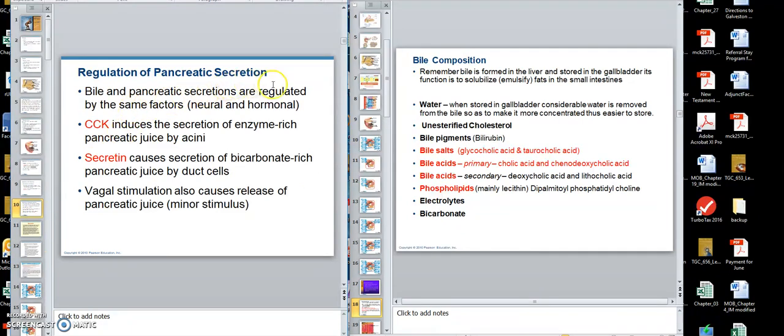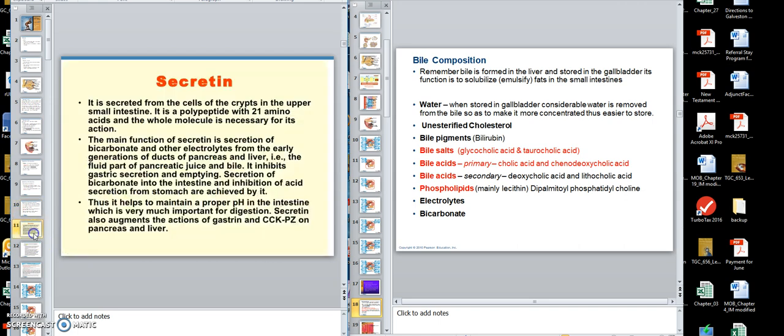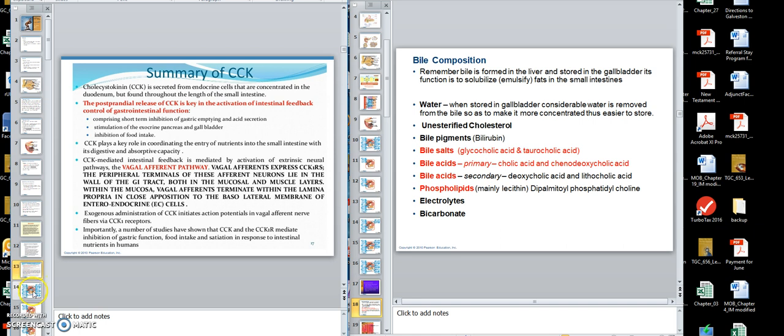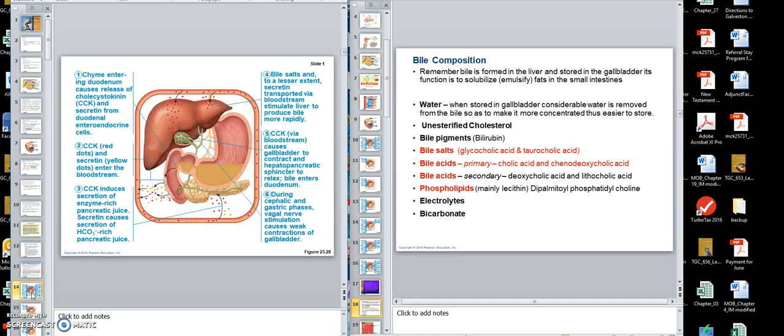So bile and pancreas are regulated by the same factors, CCK, secretin, and the vagus, but the vagus not much. We already talked about this, CCK.